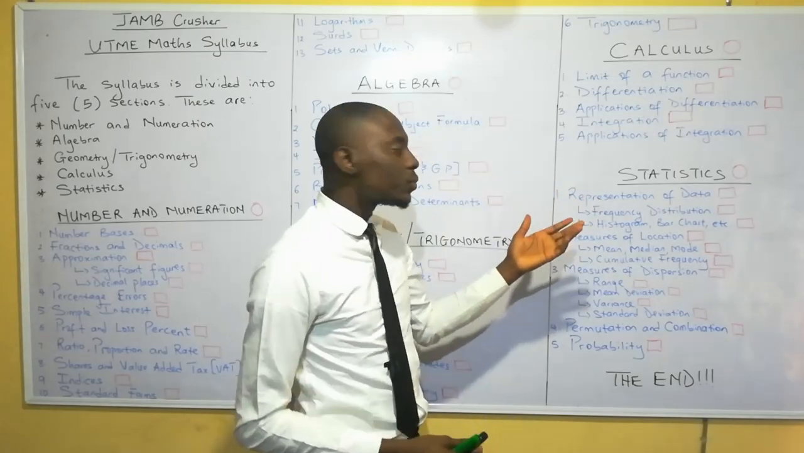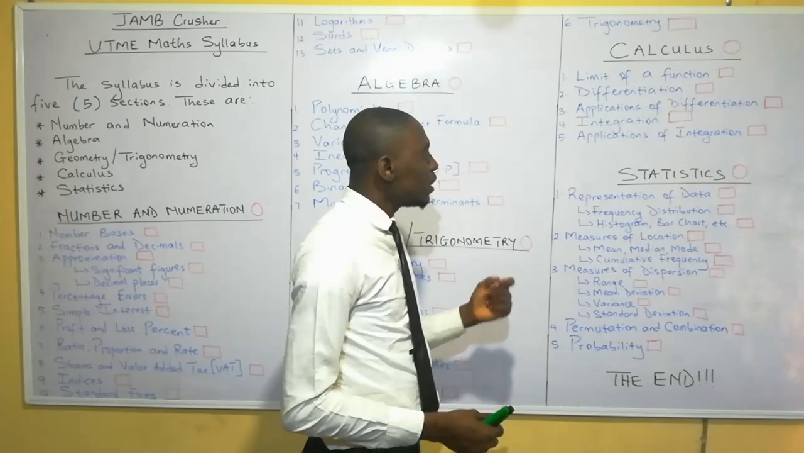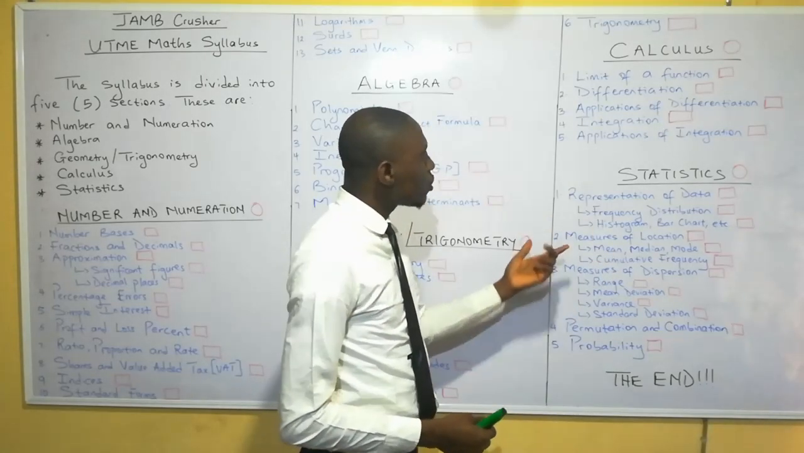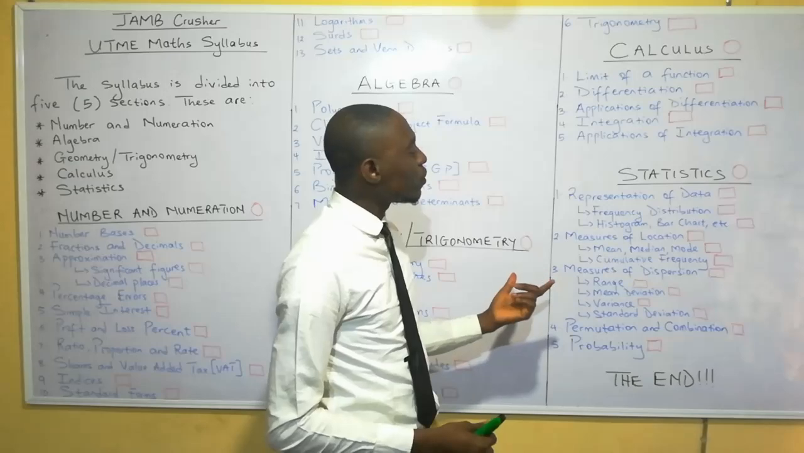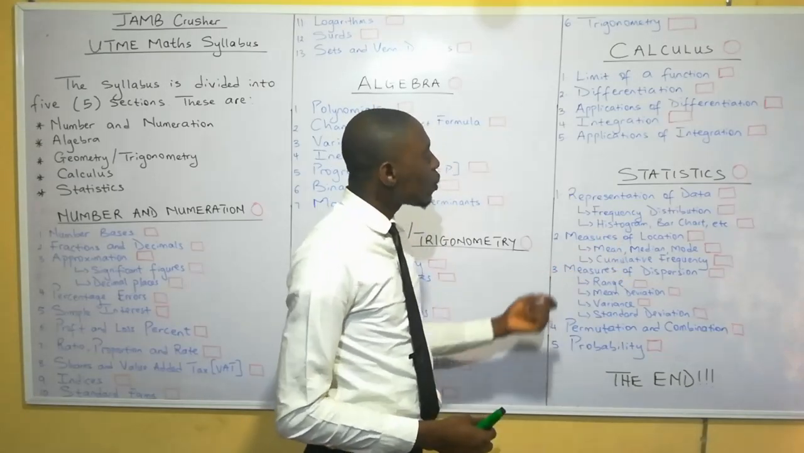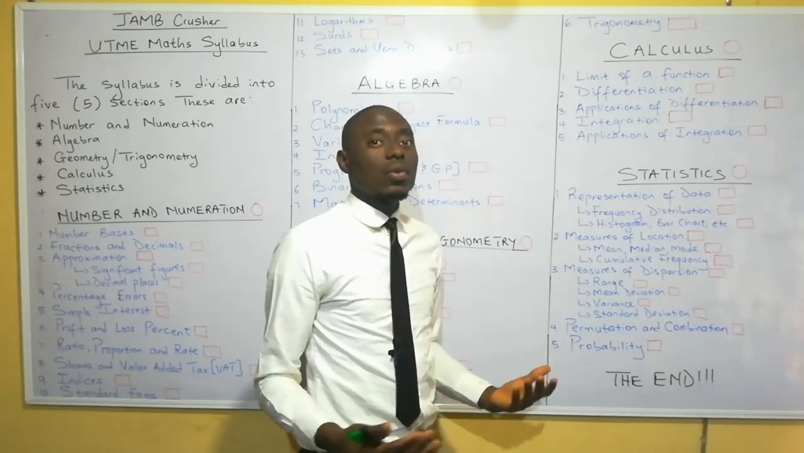Under statistics, we will discuss representation of data, frequency distribution, histogram, bar chart, pie chart, and so on. Measures of location. Under measures of location, we have mean, median, and mode. Then we have the cumulative frequency. We also have the cumulative frequency curve, which is known as OGIVE.